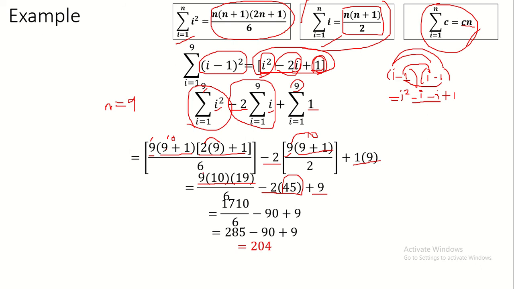Next, so 9 times 10 is 90. 90 times 19 is 1710 divided by 6. And then negative 2 times 45 is negative 90 plus 9. So 1710 divided by 6 is equal to 285, minus 90 plus 9 is equal to 204.